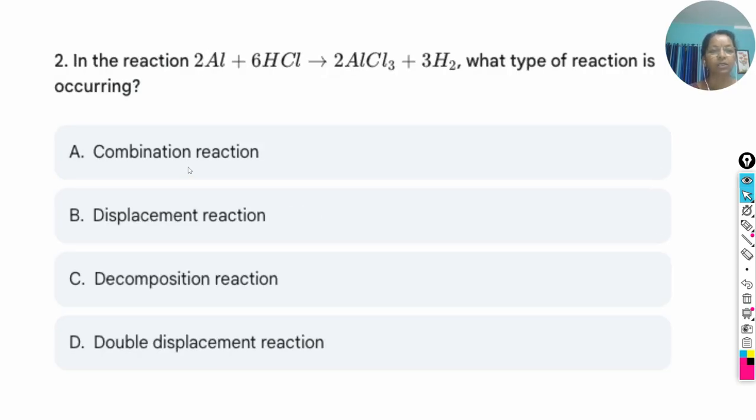Then the second question is showing aluminium plus HCl gives AlCl3 plus H2. So what is the type of the reaction? It is clear that it is a displacement reaction, right? More reactive aluminium displaces hydrogen. So it's a displacement reaction. No chance for combination, no chance for decomposition and double displacement.